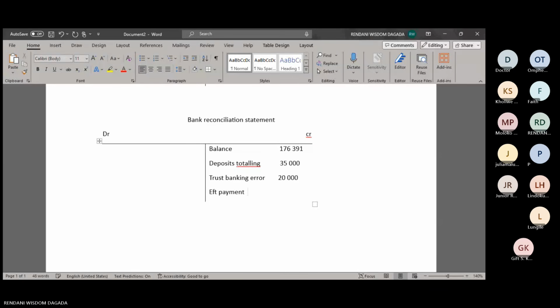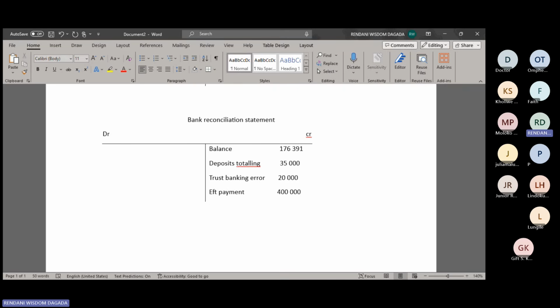How much was it? It was 400,000. So we're going to have our 400,000 there. And then the final one, number 9. Number 9 says a trust payment of 300,000 made by you was incorrectly entered as 30,000 in the cash book.